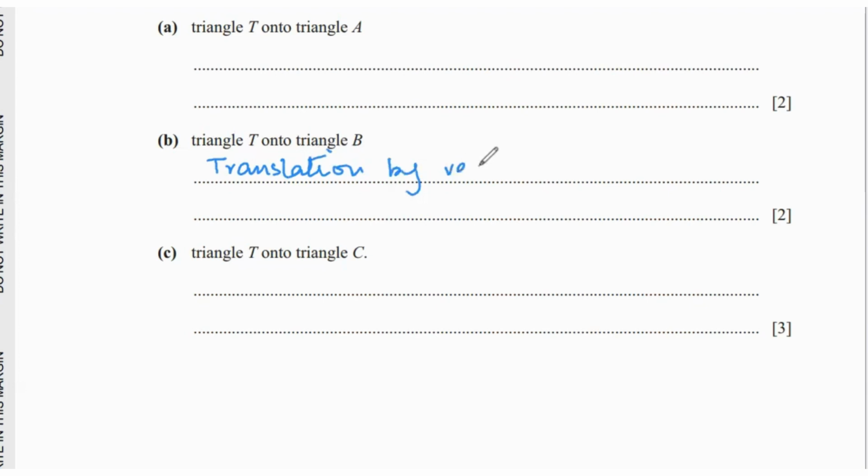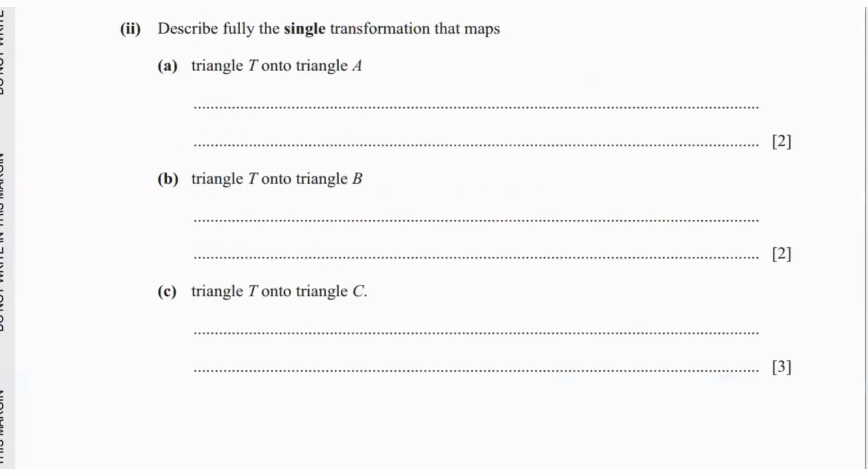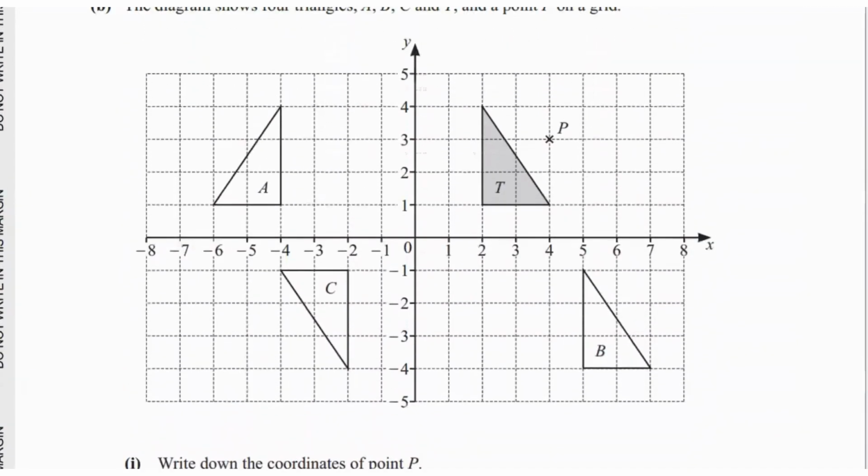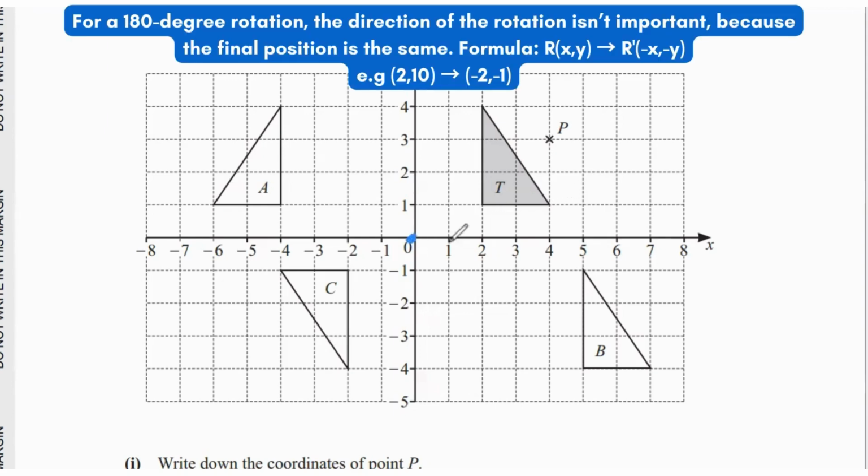By a vector (3, -5). Then it says triangle T onto triangle C. So T onto C is a rotation. And the rotation is 180 degrees, and the center is 0.